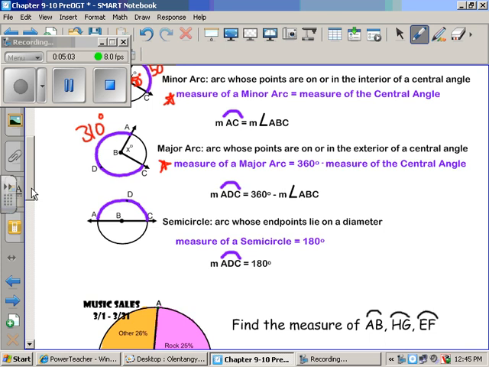Now, not so much on the OGT, but on the ACT Quality Core, they might ask you a question like this. A semicircle ends on points (2, 7) and (7, 19). What's the area of the circle? And you might think to yourself, you only gave me 2 points. How would I do that?